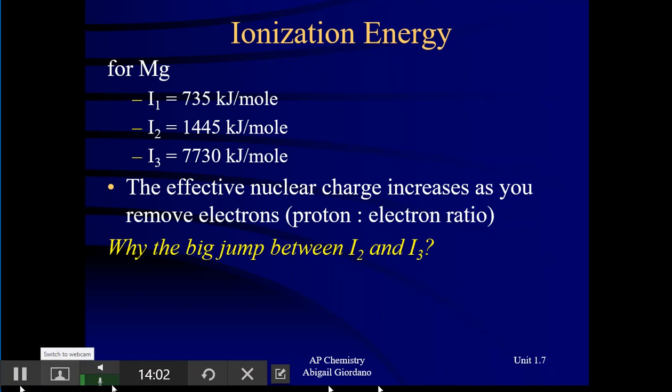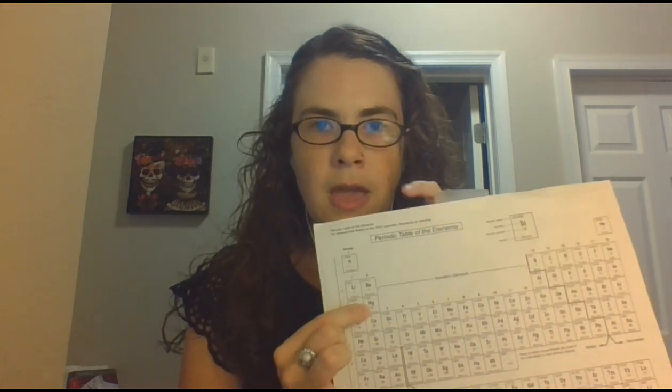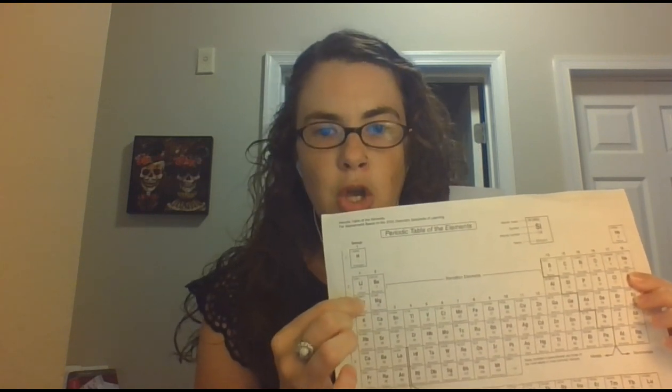Okay, so here's magnesium, right here. Magnesium has 2 valence electrons, right? Removing the first valence electron, removing the second. Removing a third, ladies and gentlemen, removing that third electron from magnesium is not removing a valence electron. It's removing a core electron. And not just any core electron.